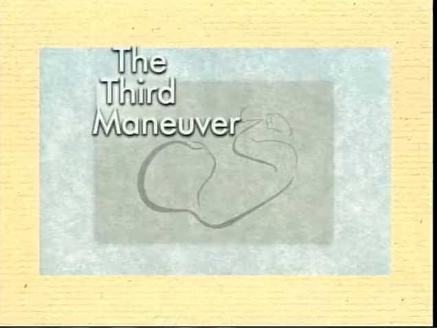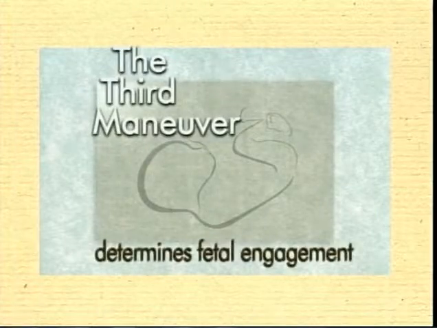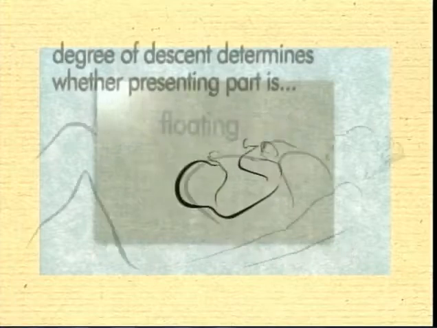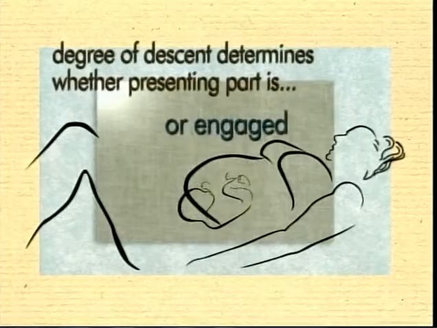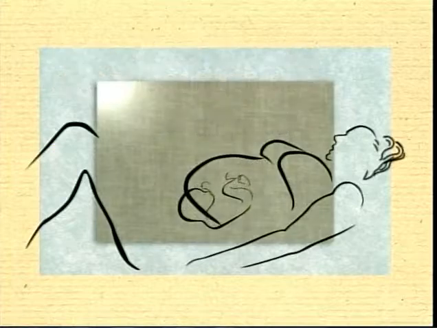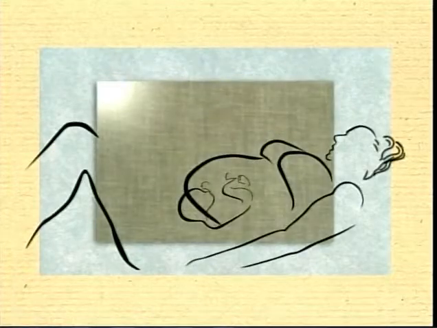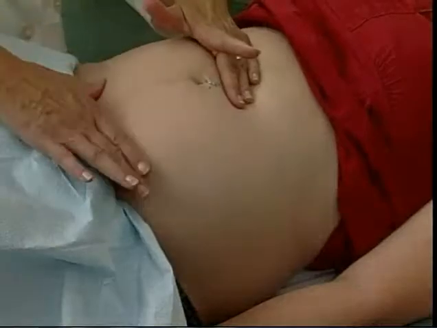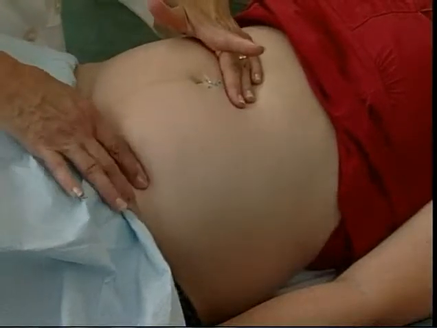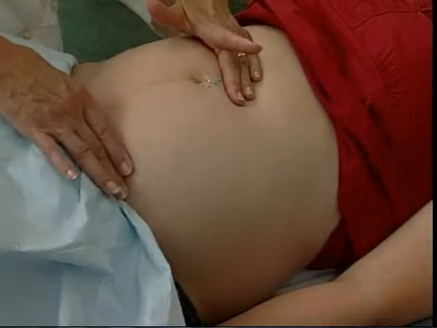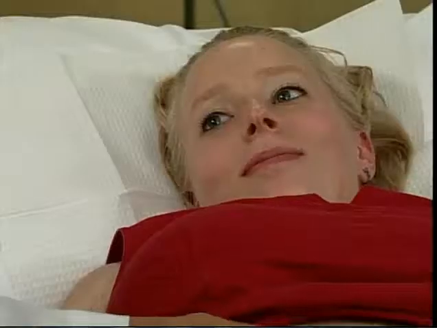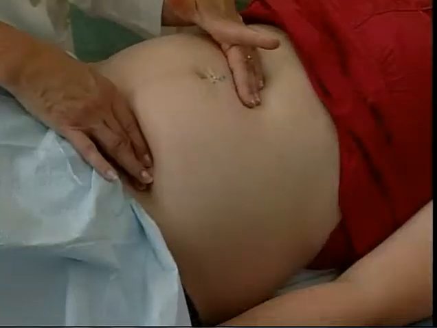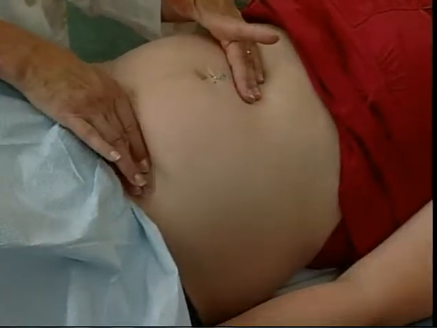The third maneuver determines fetal engagement, which is the presenting fetal part lying above the pelvic inlet. The degree of descent determines whether the presenting part is floating or engaged. The third maneuver also reaffirms the presentation finding in the first maneuver. Placing the thumb and forefingers directly above the symphysis pubis, stabilize the fundus with the other hand. Ask the client to take a deep breath and let it go. As she exhales, apply gentle pressure downward and toward the mother's back.